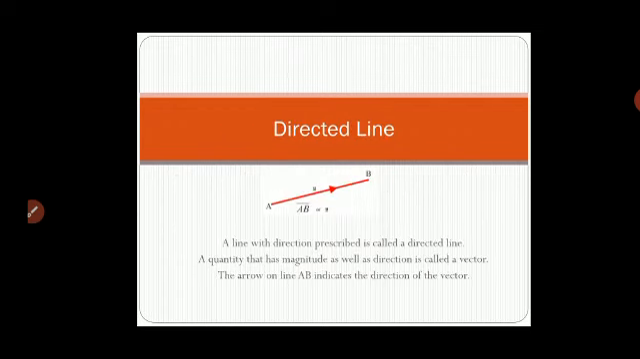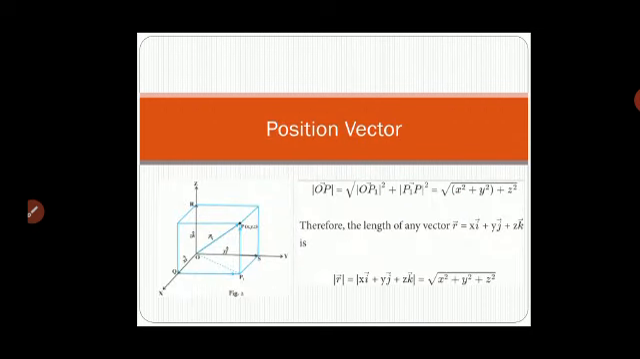So today, for the topic vector algebra, the first thing we are going to learn is the directed line. A line with direction prescribed is called a directed line. A quantity that has magnitude as well as direction is called a vector, that we have already studied in the earlier slide. Now the arrow on this line indicates the direction of the line, so this directed line becomes a vector.